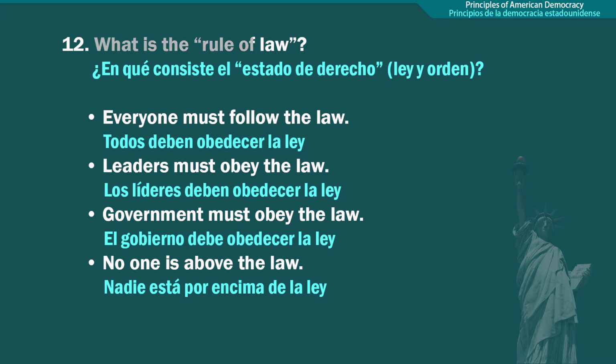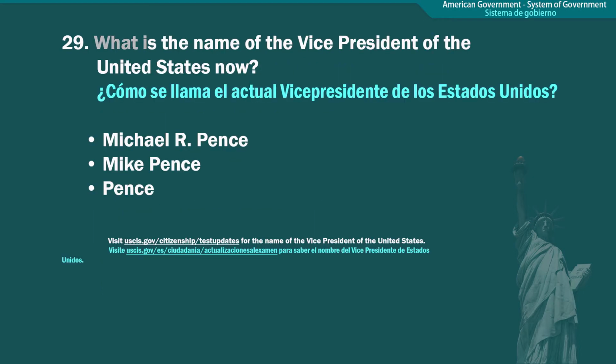What is the rule of law? Everyone must follow the law. Leaders must obey the law. Government must obey the law. No one is above the law. What is the name of the Vice President of the United States now? Michael R. Pence. Mike Pence. Pence.